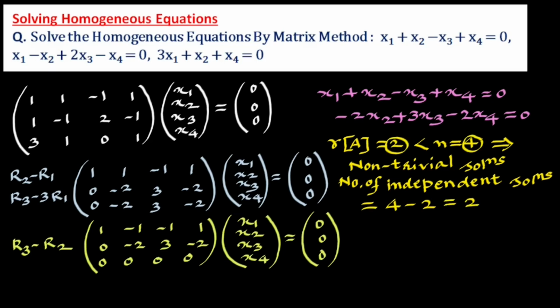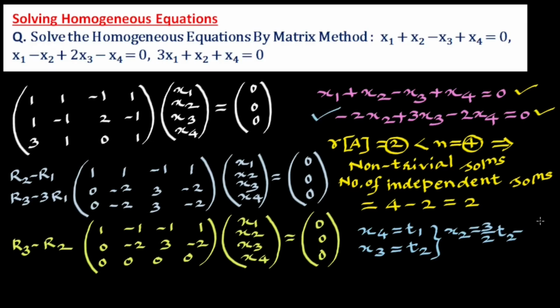There are 4 unknowns and these two equations, so we have to assume two different parameters for two independent solutions. We will put x4 equals t1 and x3 equals t2, so that from this second equation we get x2 equals 3/2 t2 minus t1, and putting these values of x2, x3 and x4 in the first equation, we will get x1 equals minus half t2. You can check it for yourself.